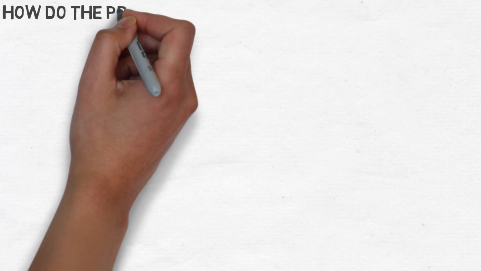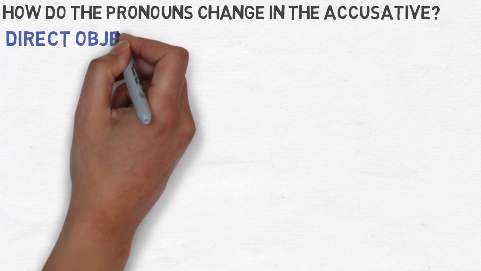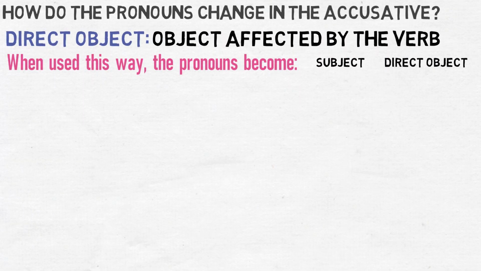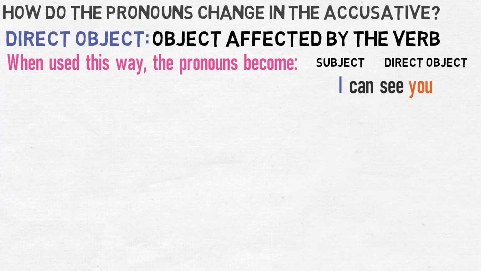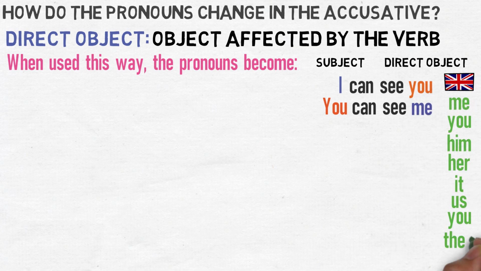The final thing you need to know about the accusative case is that the pronouns I, you, he, she, etc. change. And this happens in English too. When I am the subject, I say I. For example, I can see you. When I'm the direct object, I say you can see me, not you can see I. And this is the accusative case working. In English, we have me, you, him, her, it, us, you, and them.